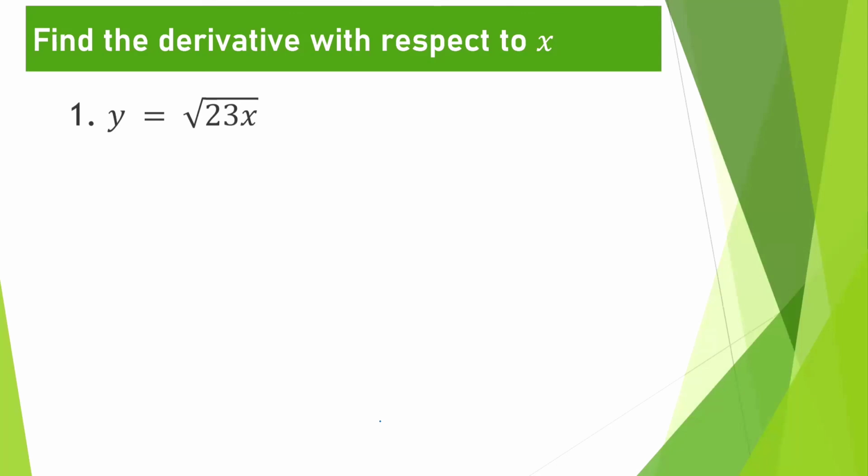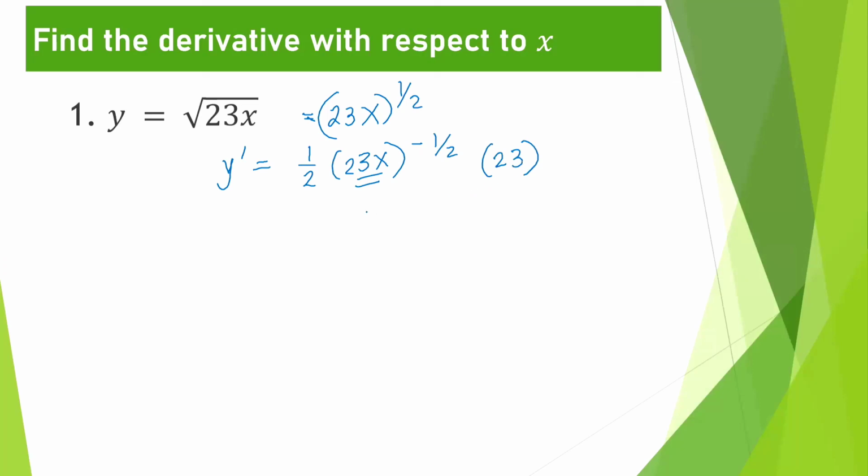Okay, fast forwarding our timer. This is actually 23x raised to 1/2. So if we apply the differentiation rule here, we'll be using the chain rule. So we bring down 1/2, then 23x will be raised to negative 1/2. Then the derivative of this, pick up the constant, that's 23. So that means our numerator is 23. The denominator is 2 times the square root of 23x.